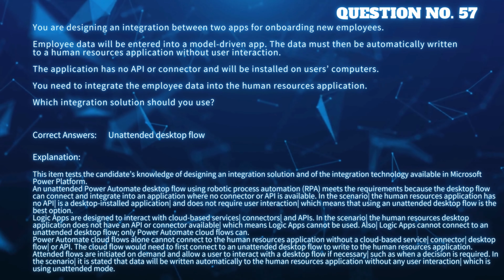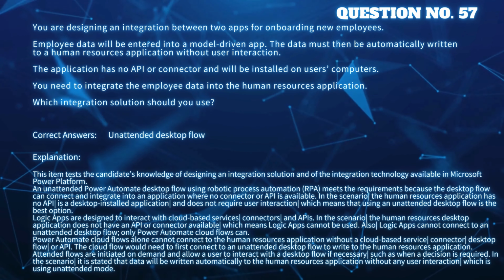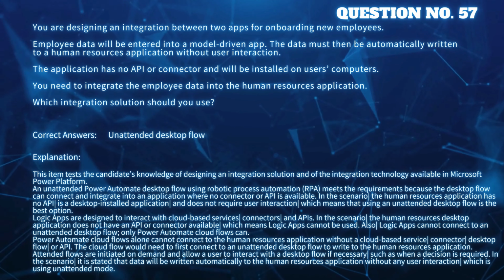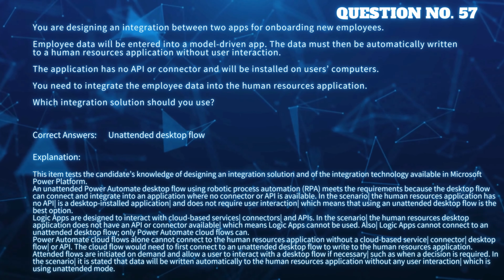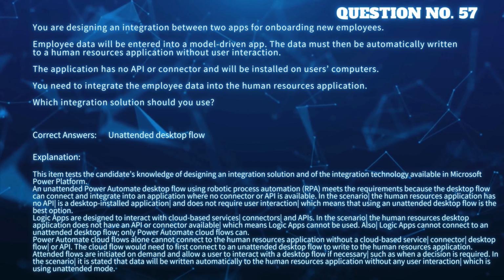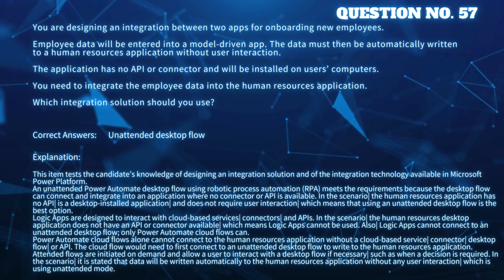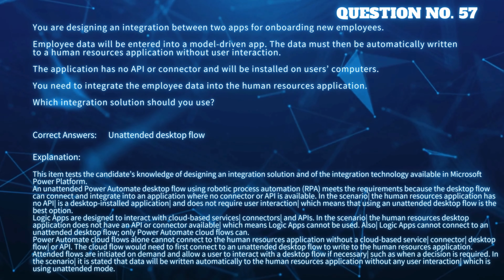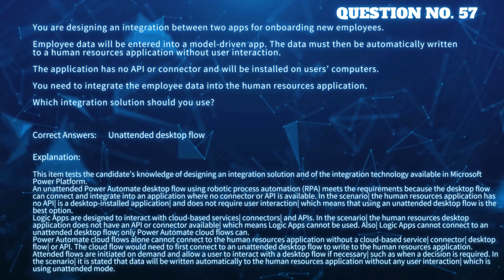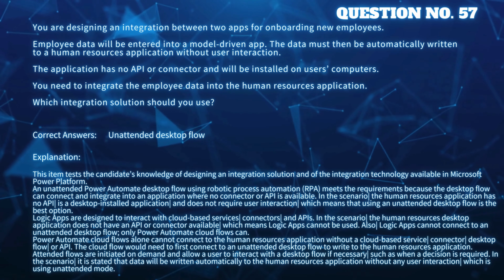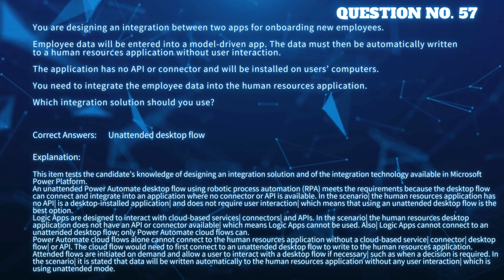Explanation: this item tests the candidate's knowledge of designing an integration solution and of the integration technology available in Microsoft Power Platform. An unattended Power Automate desktop flow using robotic process automation (RPA) meets the requirements because the desktop flow can connect and integrate into an application where no connector or API is available. In the scenario, the human resources application has no API, is a desktop installed application, and does not require user interaction, which means that using an unattended desktop flow is the best option.